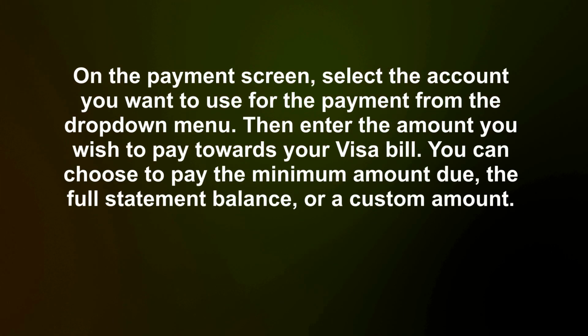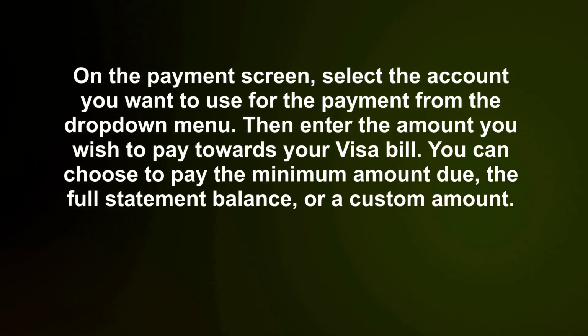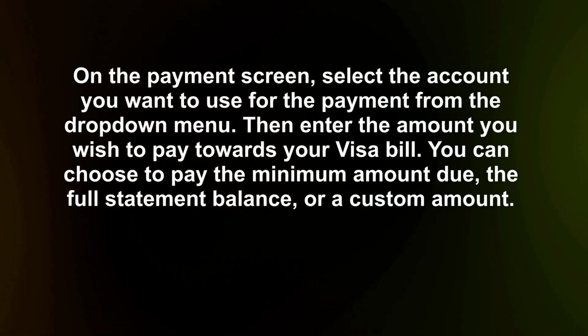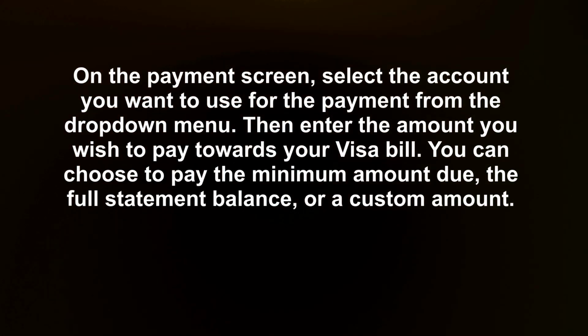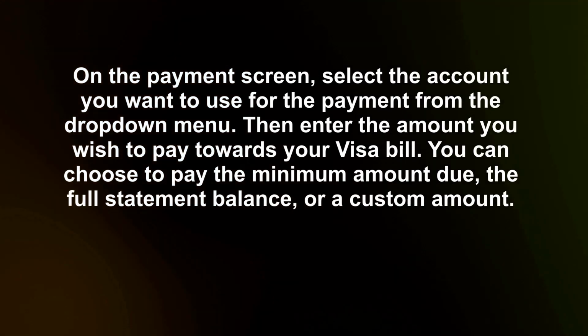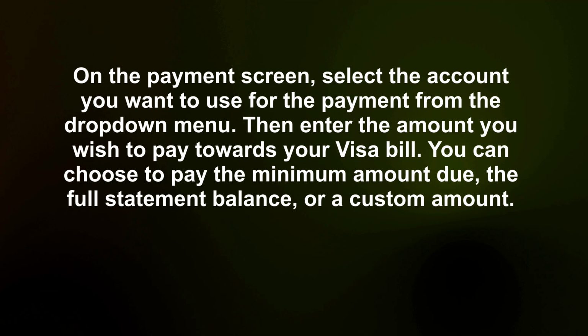Click on that button. On the payment screen, select the account you want to use for the payment from the drop-down menu. Then enter the amount you wish to pay towards your Visa bill. You can choose to pay the minimum amount due, the full statement balance, or a custom amount.